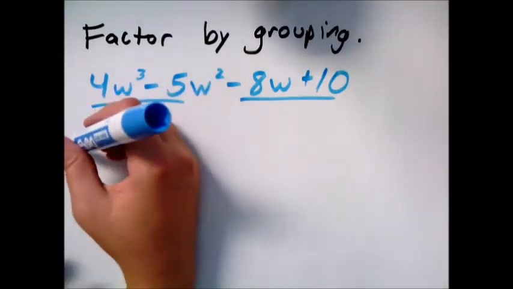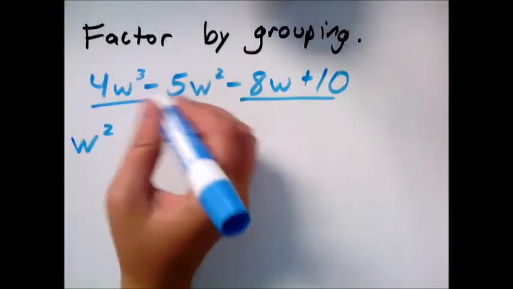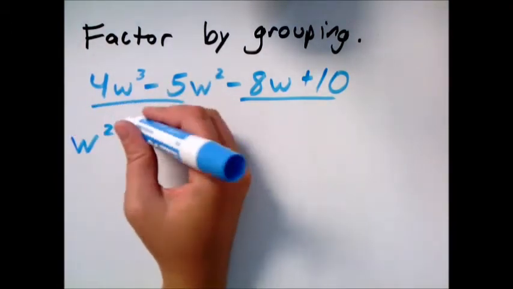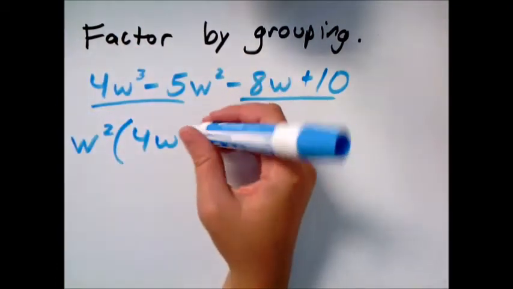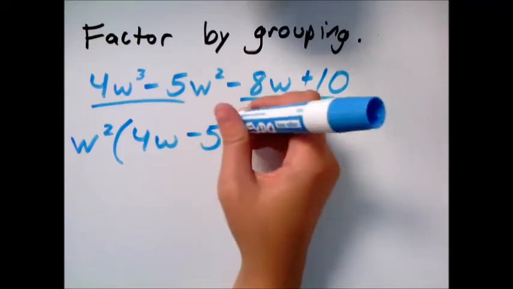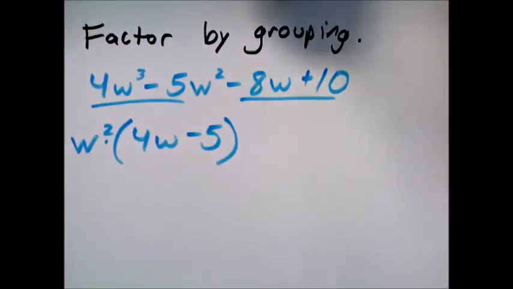4 and 5 common factor is just 1. But notice they both have at least a w squared. This one has w squared, that one has more. So I'm left with 4. W squared times w would give you w to the third. So 4w minus 5. If I multiply that back in there, just picturing checking on it.